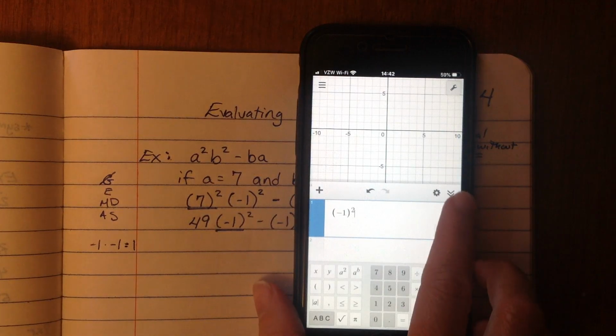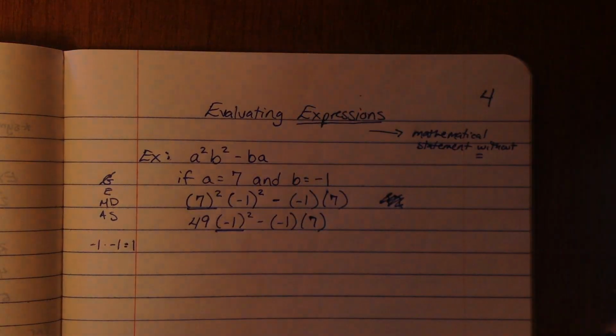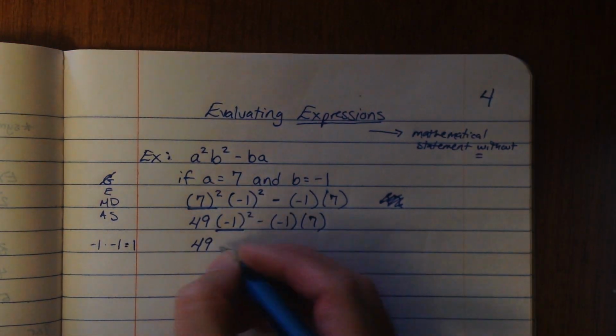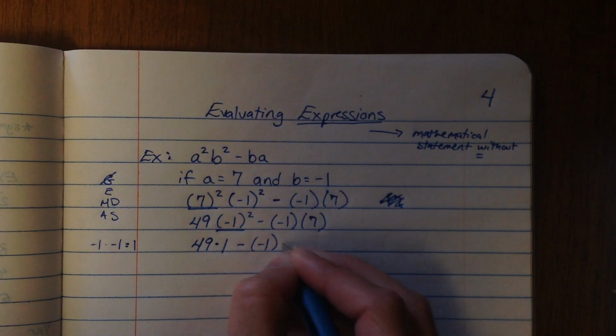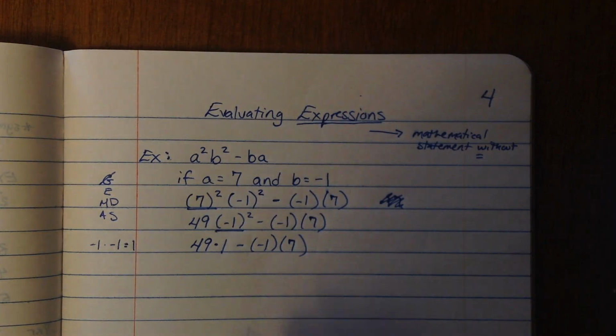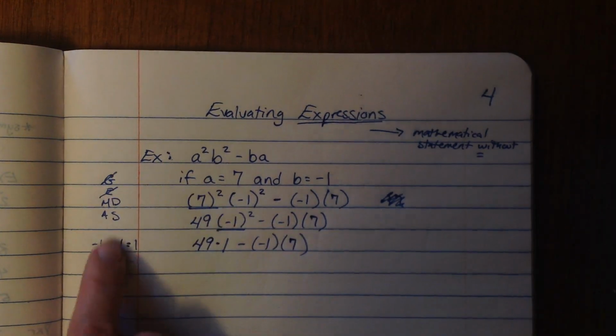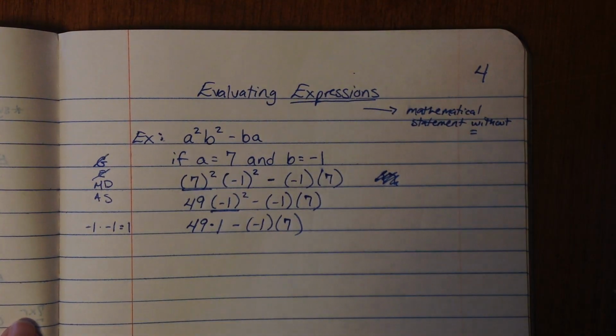You have to let the calculator know what you're doing. So the answer, of course, is 1. And so we have 49 times 1 minus -1 times 7. All right, now we have finished with exponents. Now we're ready to multiply and divide.